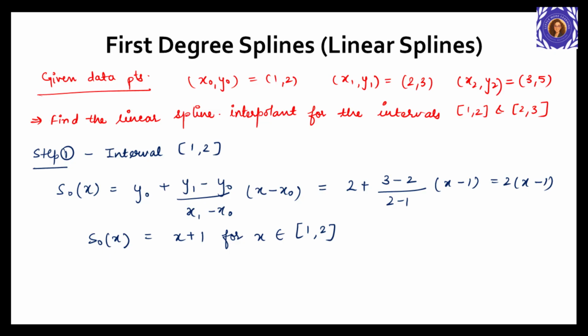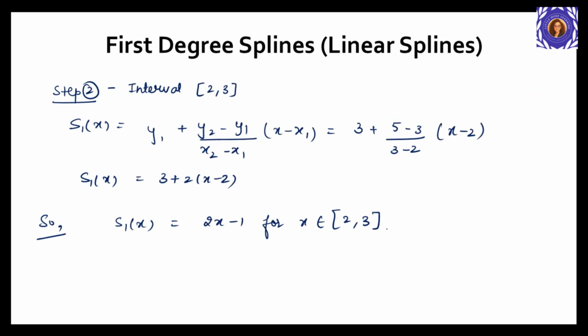Step number 1 will be to find the interpolant for the interval 1, 2. For this, we will be using the formula S0(x) equals y0 plus (y1 minus y0) divided by (x1 minus x0) multiplied by (x minus x0). On putting in the values, we will get S0(x) equals x plus 1 for all x belonging to the interval 1, 2.